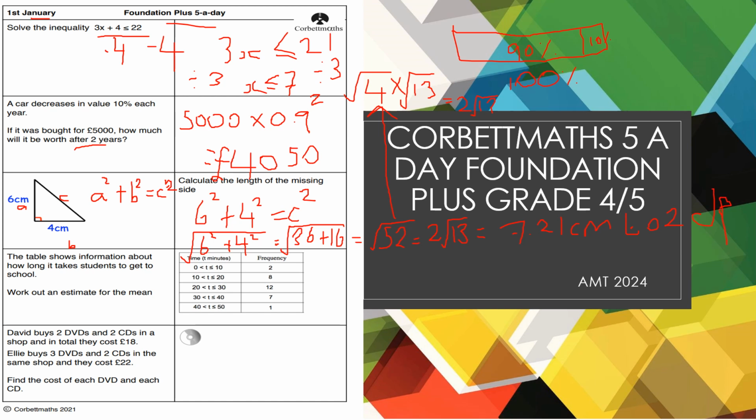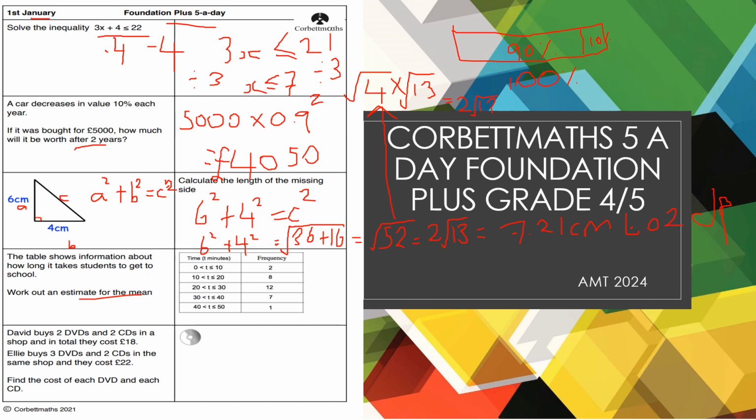Okay, this next one, I've got to work out the estimate for the mean. So yeah, it is what I call group data. The table shows information about how long it takes students to get to school. You've got time t minutes. Let's do this here, so I've got a bit more space.